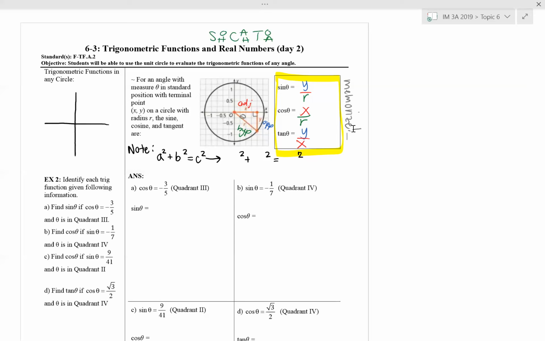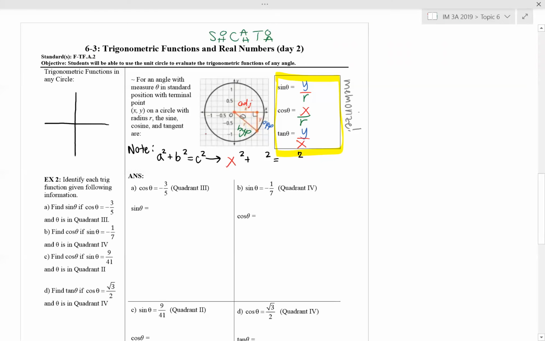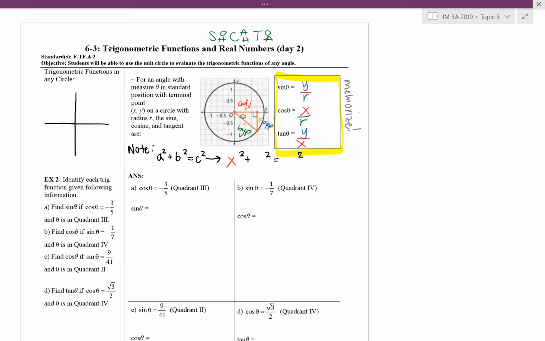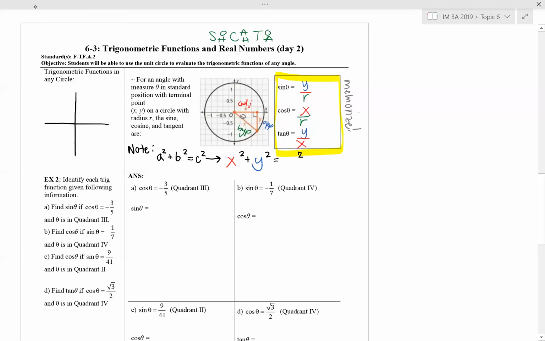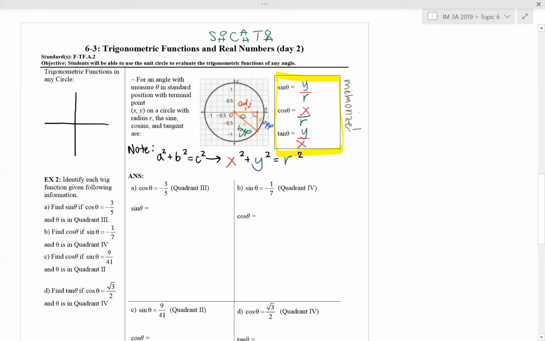So remember that in the unit circle, we have a right triangle, so a squared plus b squared equals c squared. If we think about the legs, those legs are the x and y coordinates. So what we're going to use for these is x squared plus y squared is equal to r squared. So the r is the c value in the unit circle, and then x and y are a and b. So again, I'm just keeping it alphabetical.